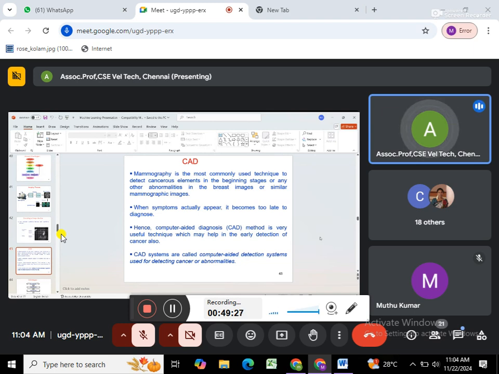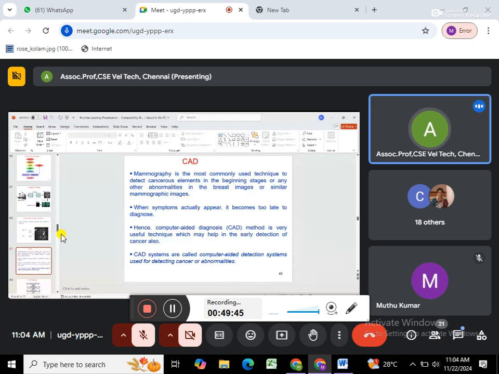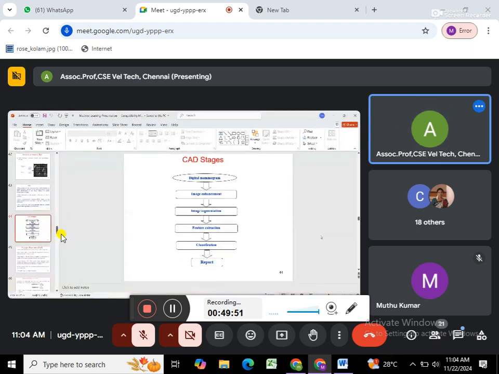And I have taken one analysis with CAD, computer-aided diagnosis. Mammography is the best method for identifying cancer, right? A mammography image is utilized here. I have taken it for finding abnormality in the breast images, and how the abnormality is identified we can easily analyze, right? Using the CAD stages, we have so many stages as well, like medical imaging.